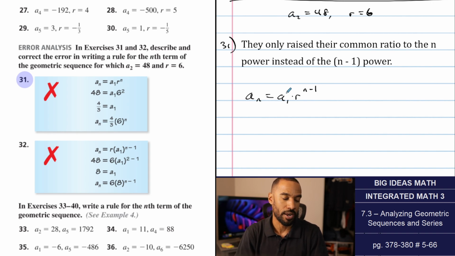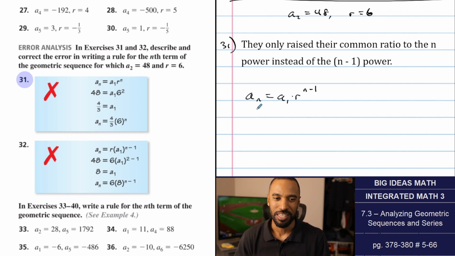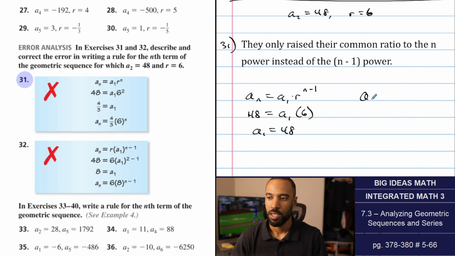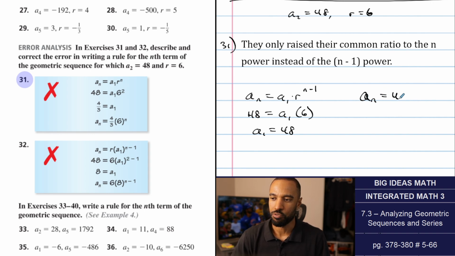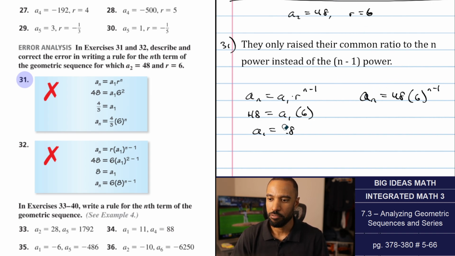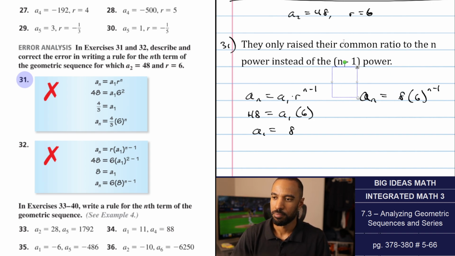This is where I could tell you right now the first term is 8, because the common ratio is 6. So the second term of 48 is the first term times 6. Just divide by 6, and you get a first term of 8. I guess it's not too hard to do that. So your rule is a sub n equals 8 times 6 to the n minus 1 power.